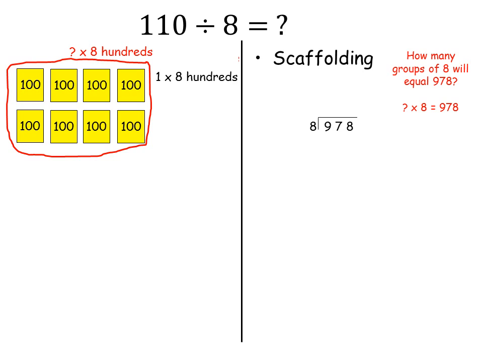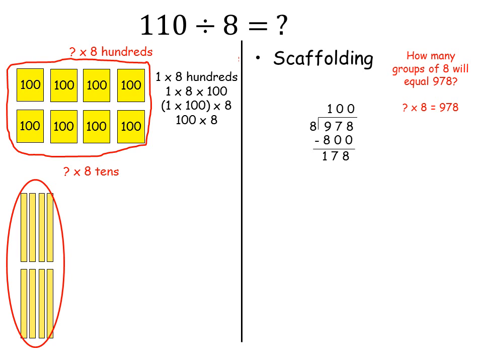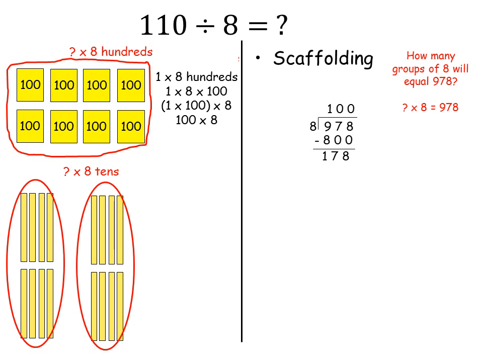So one group of 800s is the same as 1 times 8 times 100. I use my commutative property, and there's 100 groups of 8 in 978, which is a total of 800. I have 178 left over. Now that I've found the number of hundreds in 978, now I can find out, well, how many groups of 8 tens are in 178.